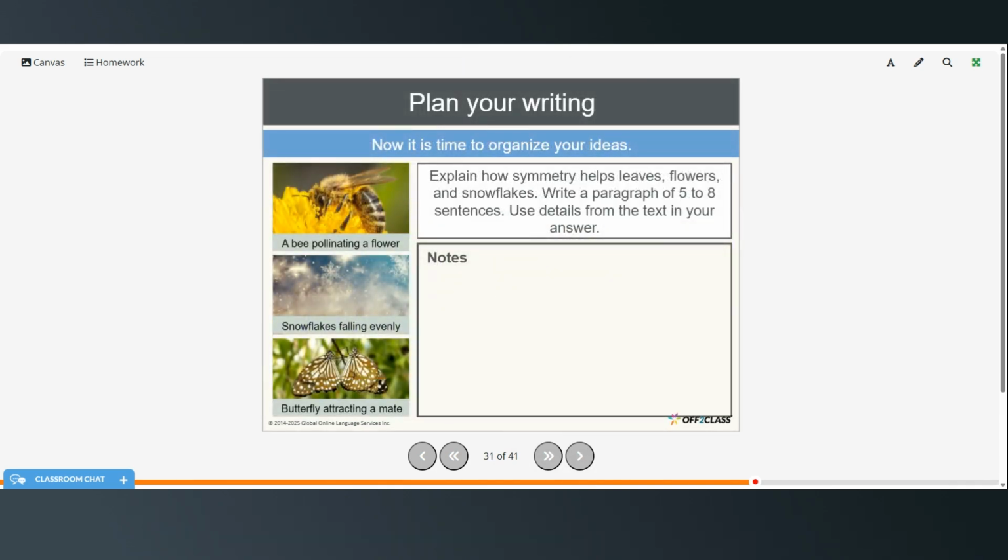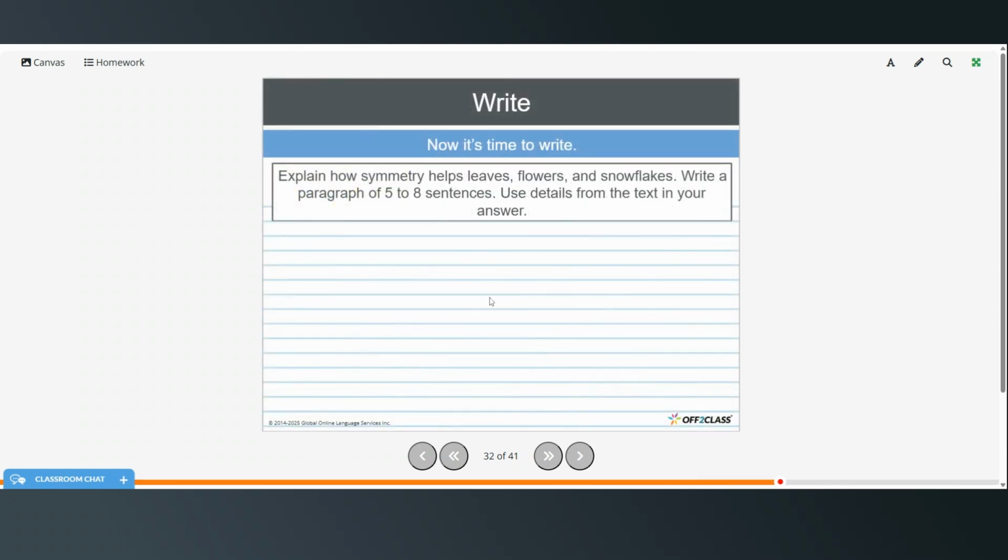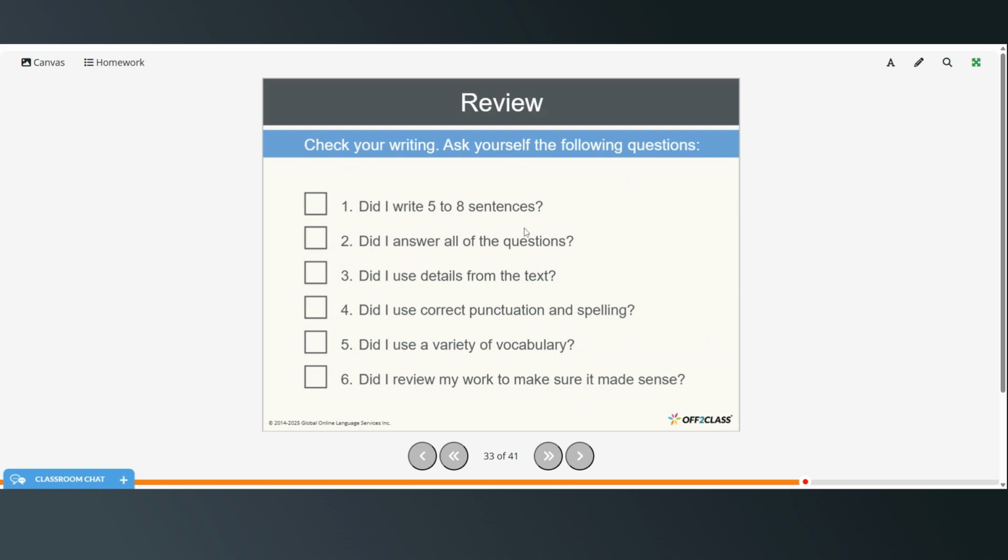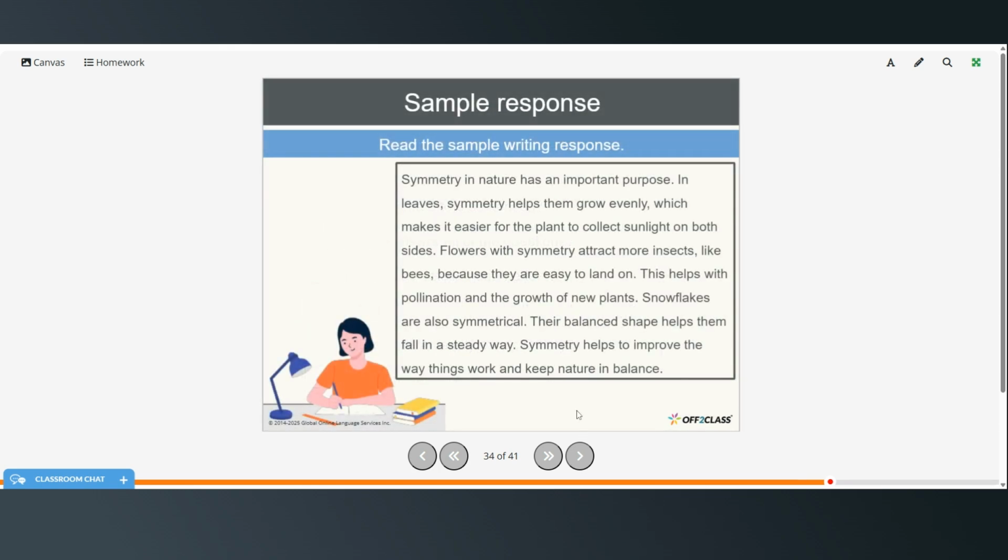So you can plan your writing and organize your ideas by using your notes. Now write your paragraph and remember to use details from the text in your answers. And then finally check your paragraph against the items in the checklist. And now we'll read a sample response.